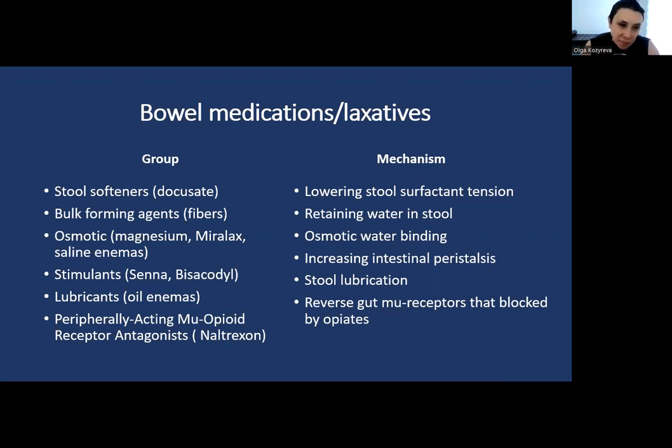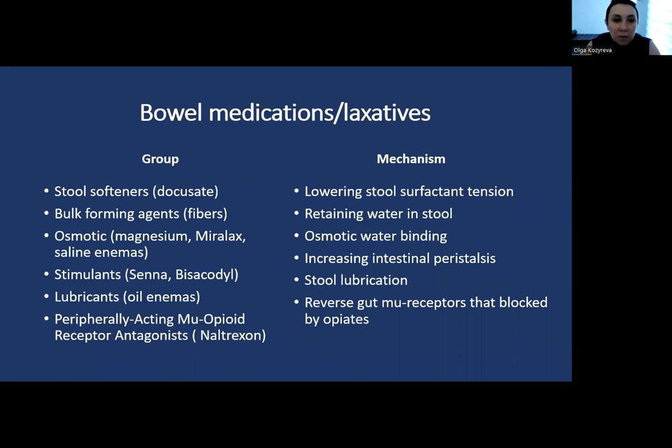So the second class is bulk-forming agents or fibers. They retain water in the stool, which again makes it easy to pass and makes the stool more bulky. Then osmotic, pretty famous medication, right? It's magnesium, it's Miralax, and different enemas, for example, enema with normal saline.